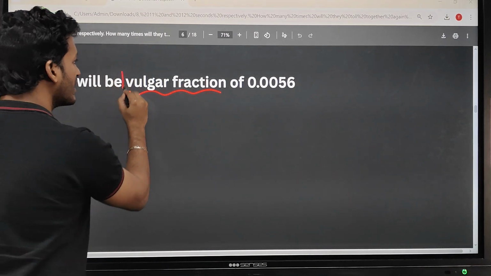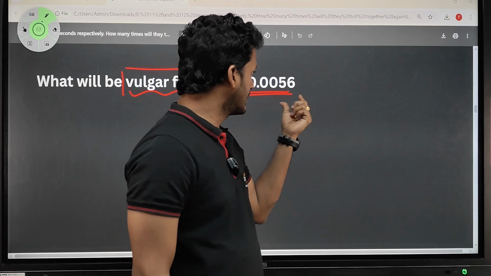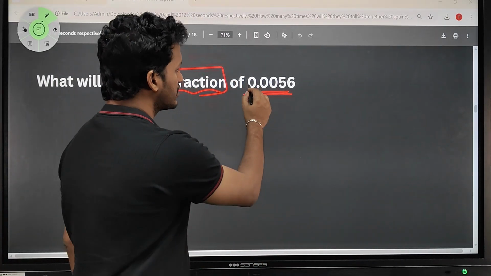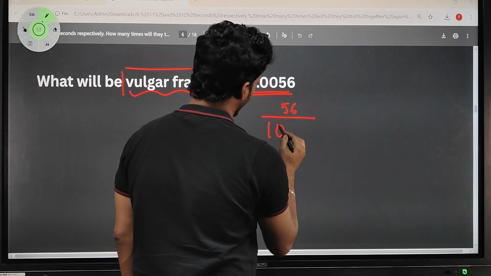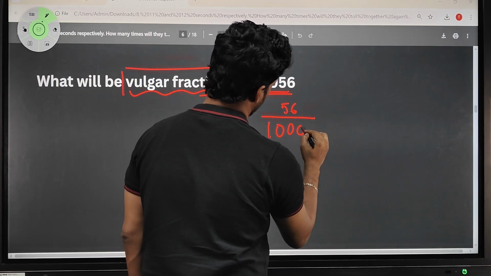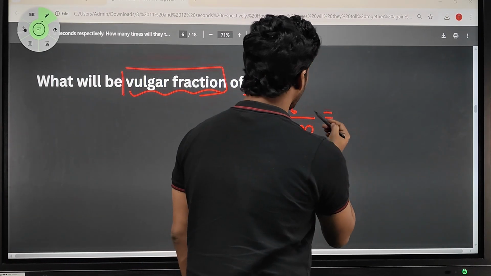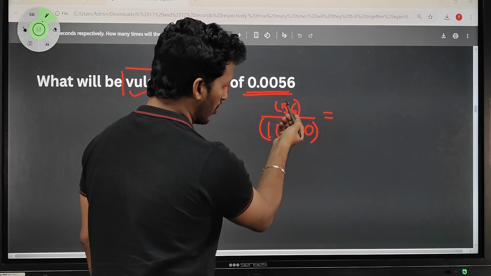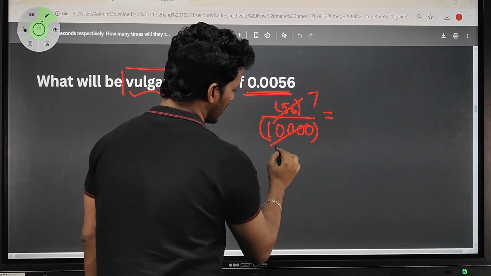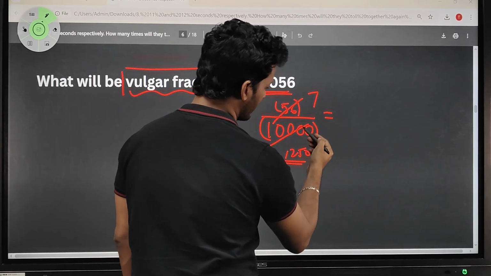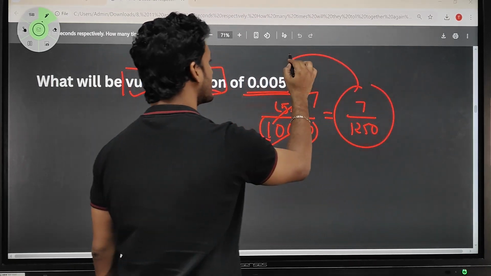So let's find the vulgar fraction of the given decimal. What is meant by vulgar fraction? It is nothing but converting it into a fraction and simplifying that. So 0.0056 can be written as 56 divided by 10,000. Now I have written it as a fraction, but I have to simplify it. The common multiple here is 8. So 56 becomes 7, and 10,000 becomes 1250. So 7 by 1250 is the vulgar fraction of this decimal.